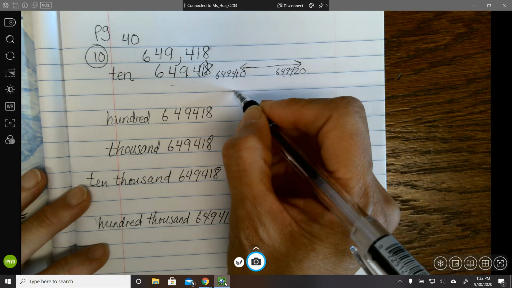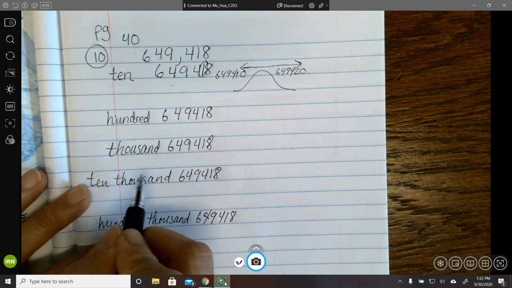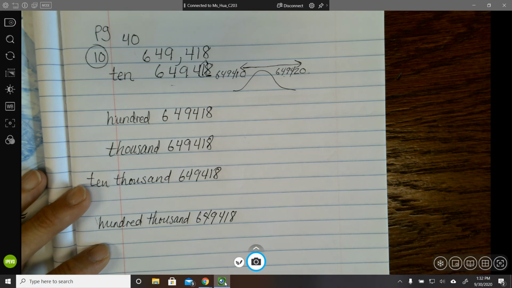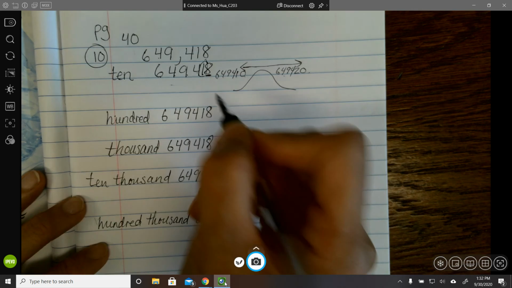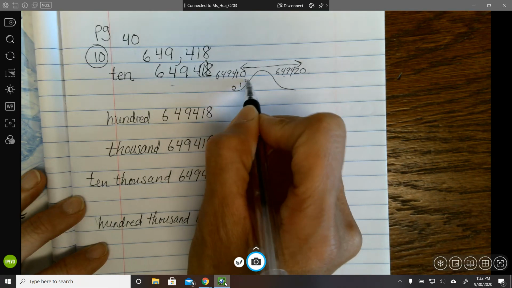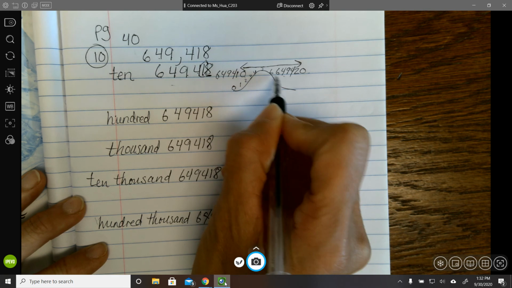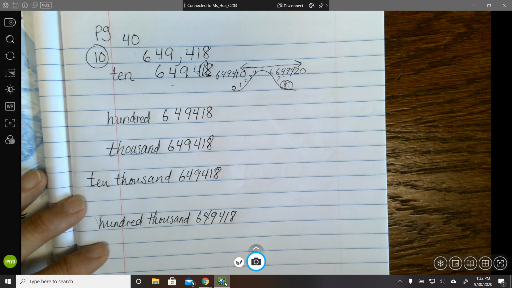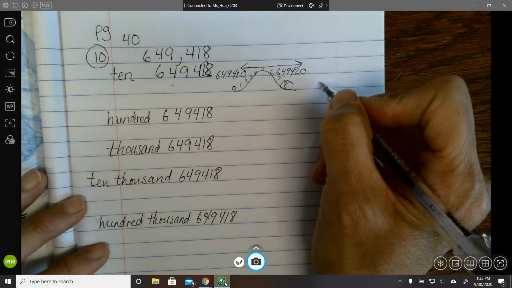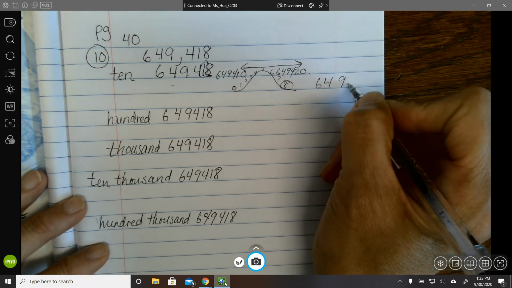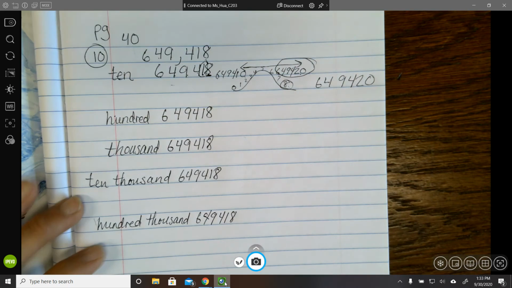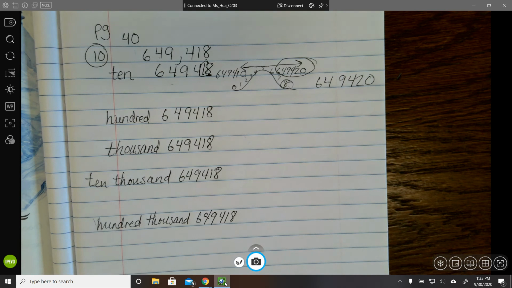The next step is I'm going to do a bell curve below it, because I'm going to focus on the number to its right, and that will be the 8. Sierra, are you listening? We're focusing on the 8. So let's figure out what the 8 is. Is it 0, 1, 2, 3, 4, or is it 5, 6, 7, 8? So the 8 over here is on this side. Therefore, your answer is going to be 649,420. Okay, so that is the first one.